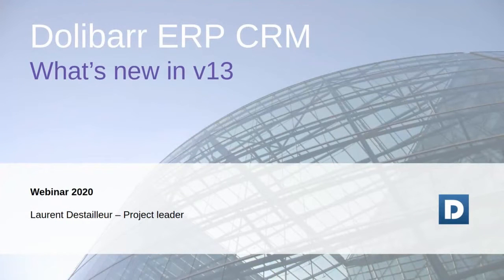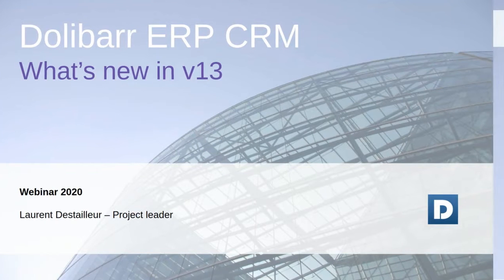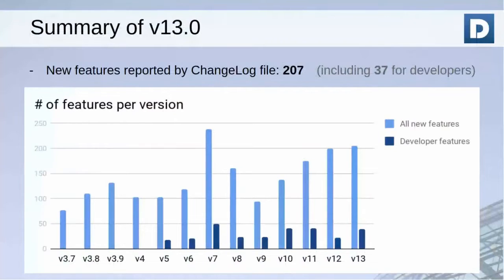So what's new in Dolibarr 13? Well, first, just a comparison between other versions. You can see we have 207 new features. A feature here can be big or small, so we will speak only about the most important features. And there are 37 features dedicated to developers.